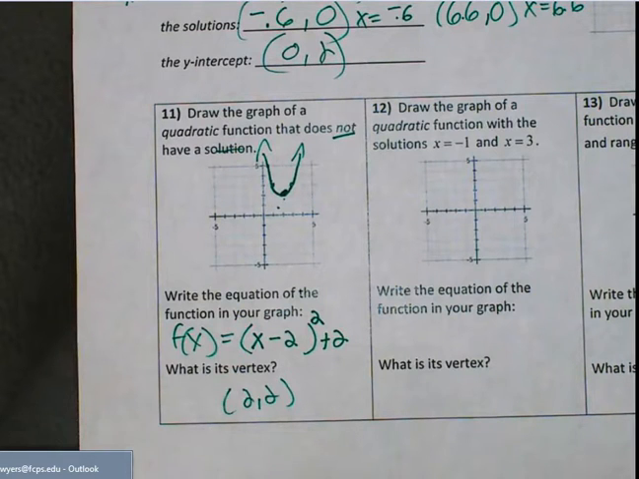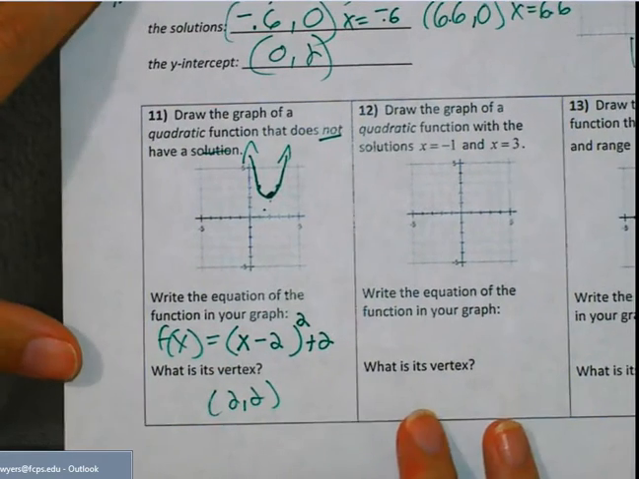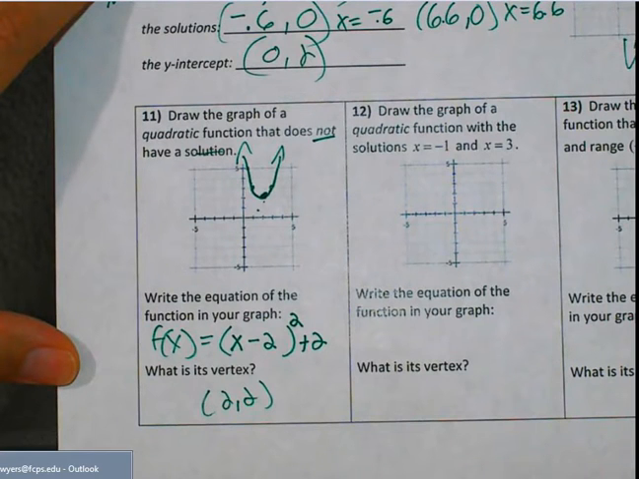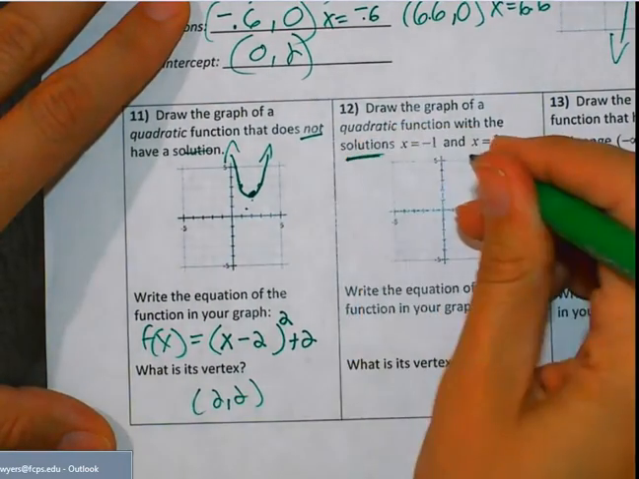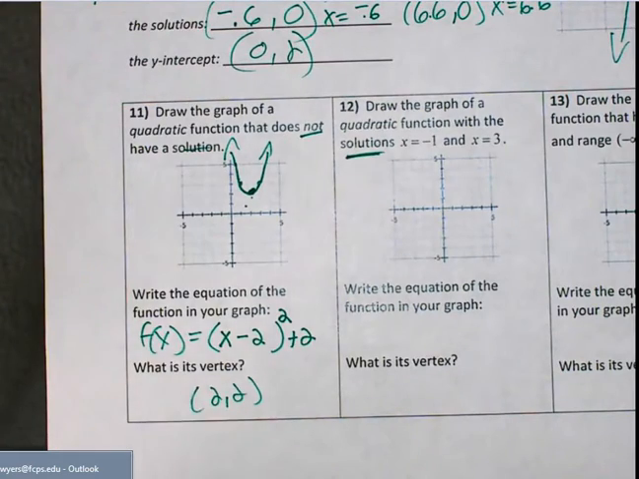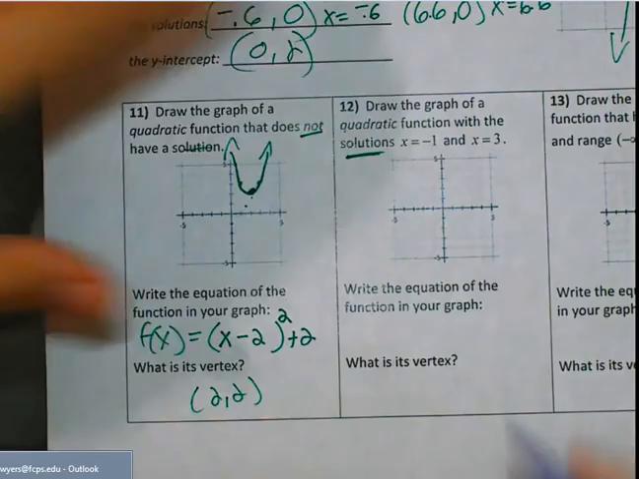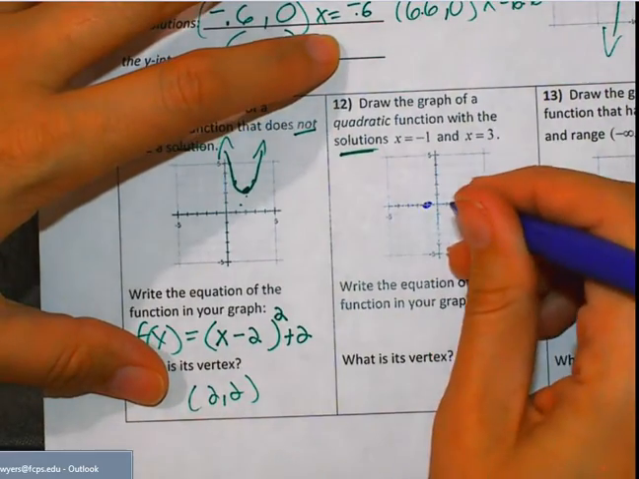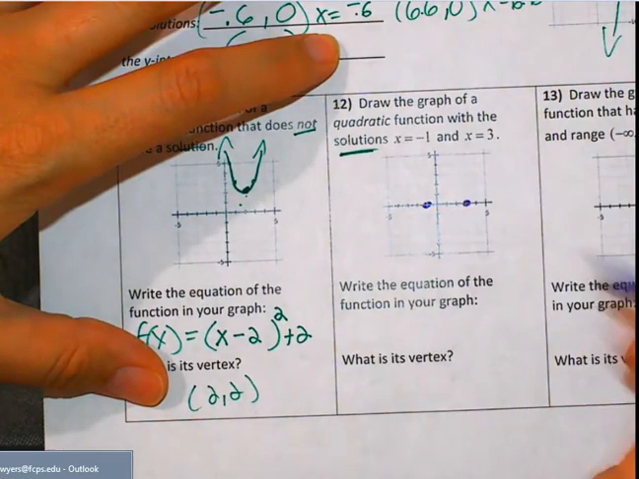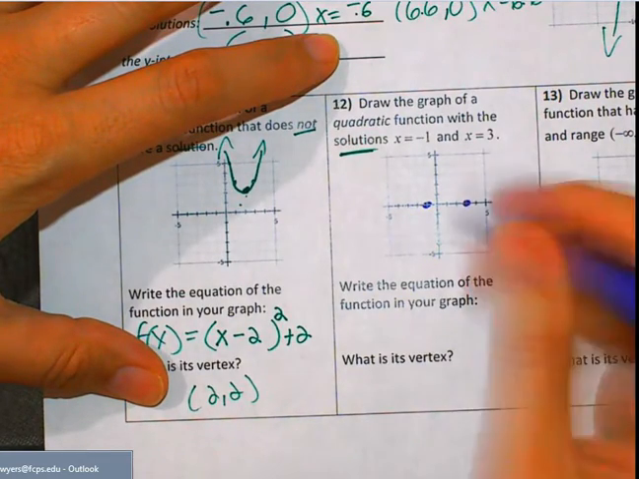All right, the next one says draw the graph of the quadratic with the solutions x equals -1, x equals 3. Okay, so solutions, so this one gives you a little different information. We have the solutions here. So it says solutions are x equals -1, which is right here, and x equals 3. It doesn't give us any other information.